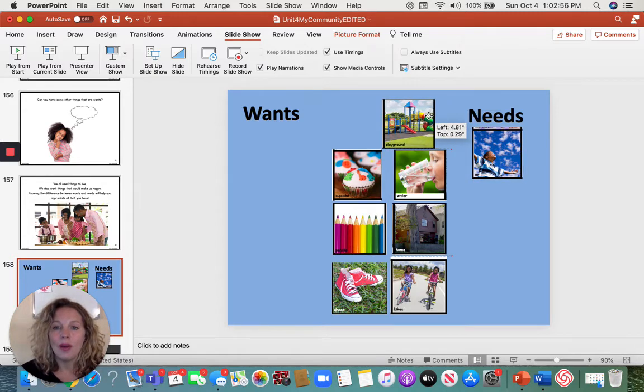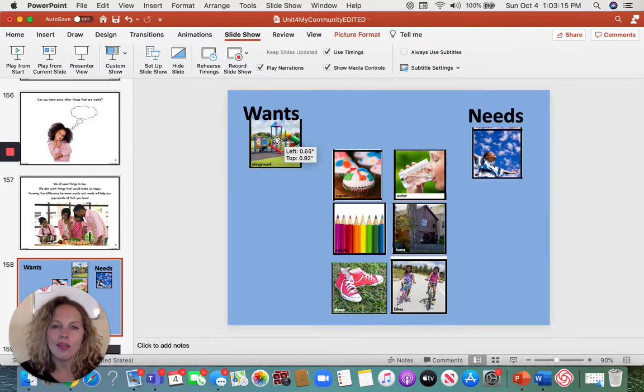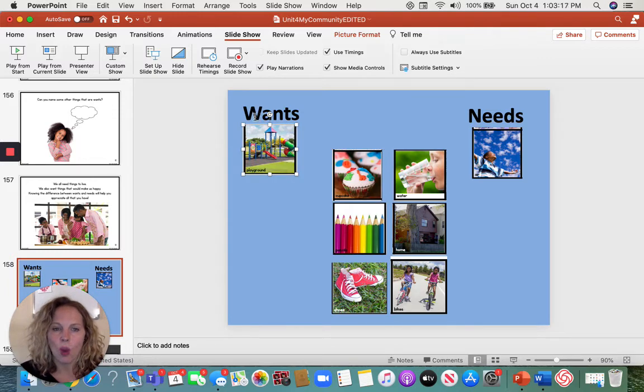All right, what about a playground? A playground is somewhere where you go and play. Do you think that that's a want or a need? Miss Kelly thinks that it's a want because we could live without a playground, but we want to play at a playground. So let's move it to our wants.